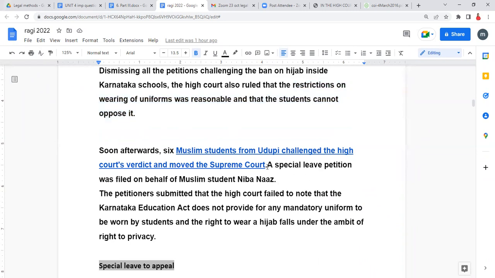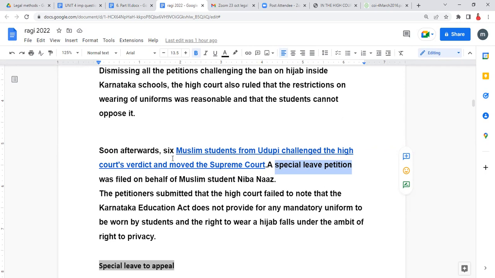After that, a special leave petition was filed on behalf of the students before the Supreme Court of India. Now, what is a special leave petition? Mostly you will see when a High Court decides a matter, apart from the judgment, there is a certification wherein the High Court certifies that this matter can be referred to the Supreme Court because it involves an important question. If the High Court thinks the matter is not that important and the Supreme Court should not invest its time in it, that certificate might be missing.